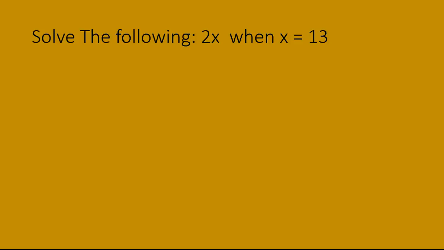Go ahead and pause the recording. Try and figure this one out on your own. What's 2x when x is equal to 13? If you substitute x equals 13 into this expression, 2 times 13 gives you 26. It's a positive times a positive, the most common kind of multiplying, and it gives you a positive result. So that's a positive times a positive, giving you a positive result.